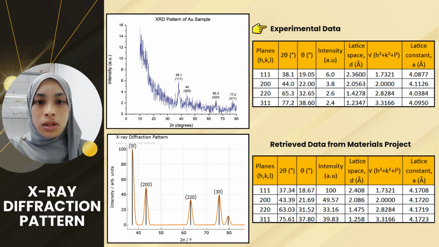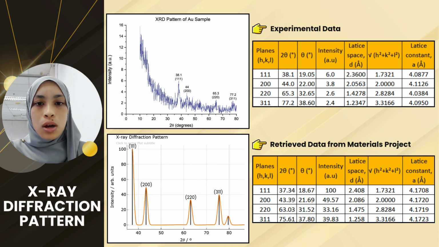Meanwhile, the bottom right table shows the standard diffraction data for Aurum from the Materials Project. The peaks also occur at similar planes 111, 200, 220, and 311 with slightly different 2 theta values. This slight shift can be due to experimental conditions or sample purity.